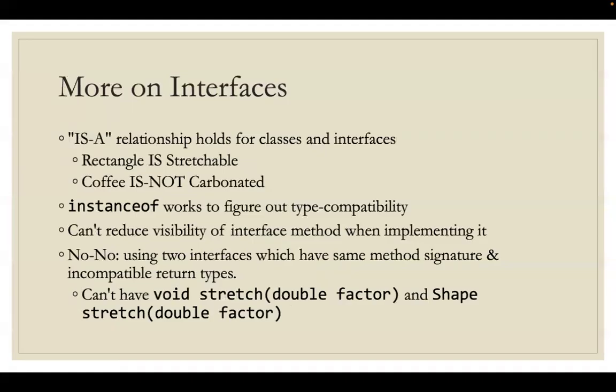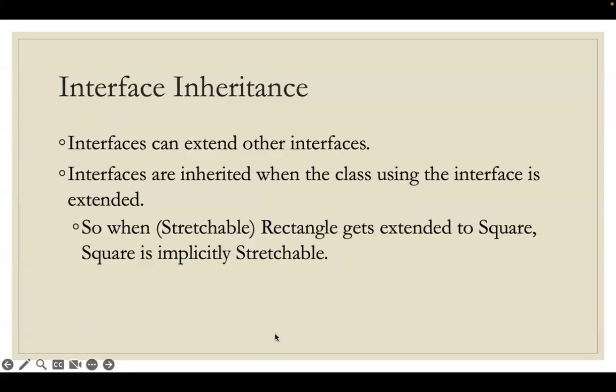Okay, so we talked about how the is-a relationship holds. Like a rectangle is stretchable. If we have a beverage hierarchy, and coffee does not implement the interface, then we say coffee is not carbonated. Carbonated is our interface. So we can say is or is not for interfaces. Interfaces can extend other interfaces, but there's also the fact that the interface is inherited.